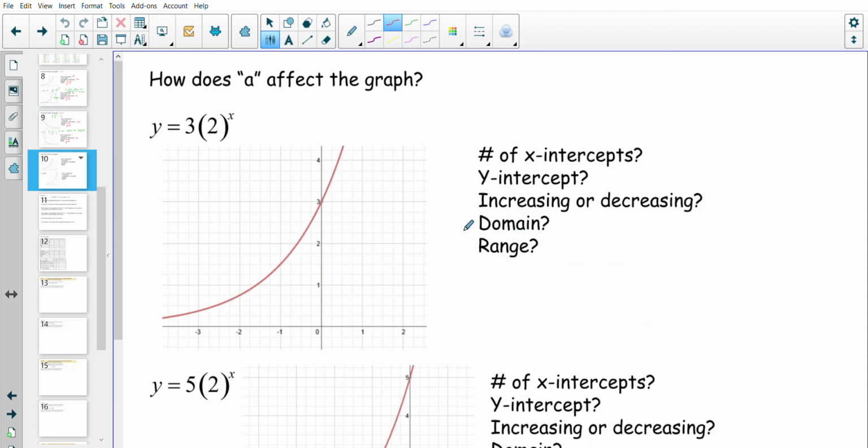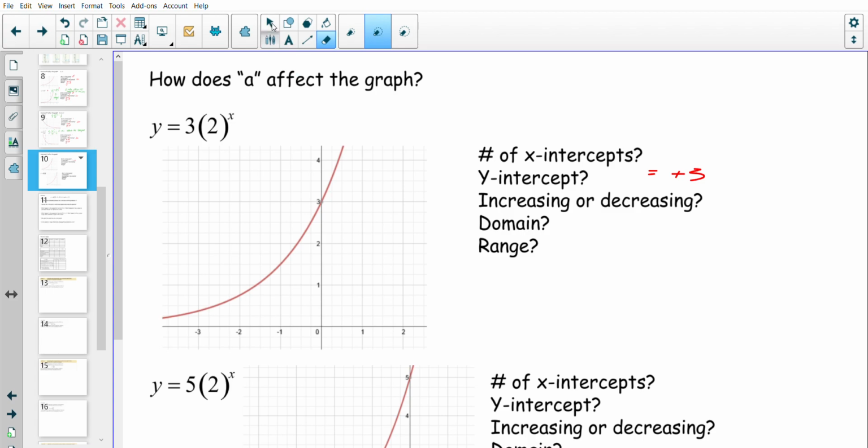Today we're going to be looking at how our a value affects our curve. So let's take a look at our first example. y is 3 times 2 to the exponent x. We have, no, not x-intercept, that is a y-intercept. One y-intercept at y equals positive 3.